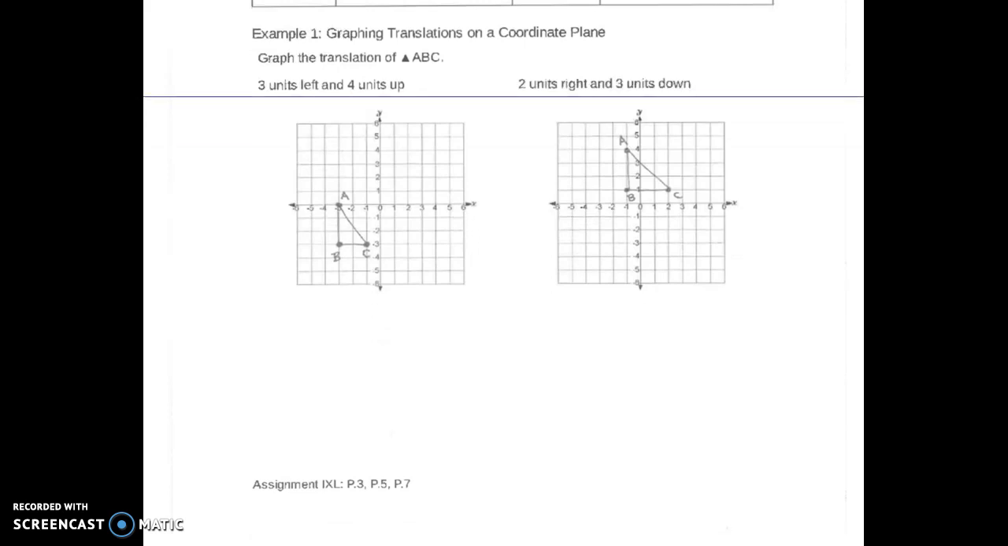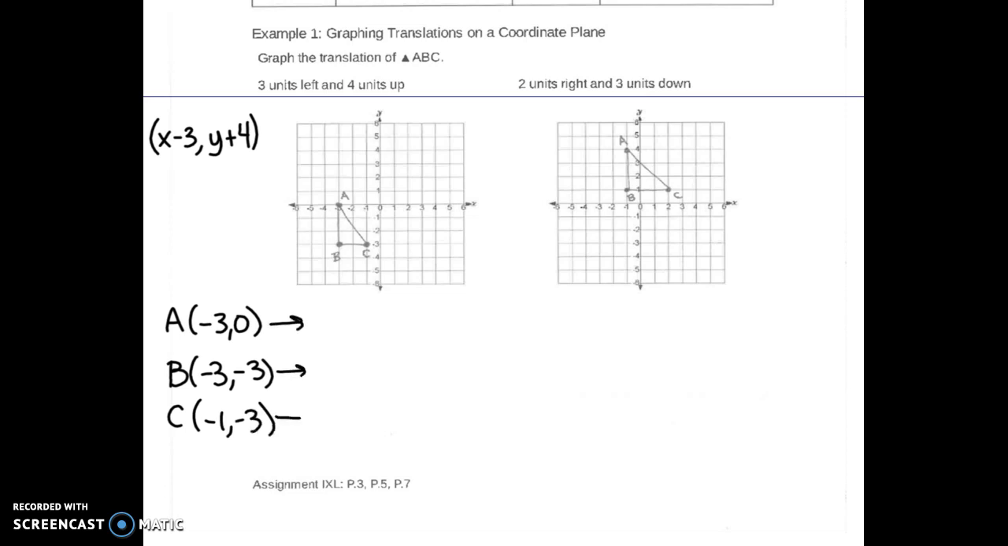Example 1, graphing translations on a coordinate plane. Graph the translation of triangle ABC. So it wants us to move left 3 and up 4. So that means it's going to be X minus 3, and then Y plus 4. So that's the rule we're going to use. So we need to find our points. A is negative 3, 0. B is negative 3, negative 3. And C is negative 1, negative 3.